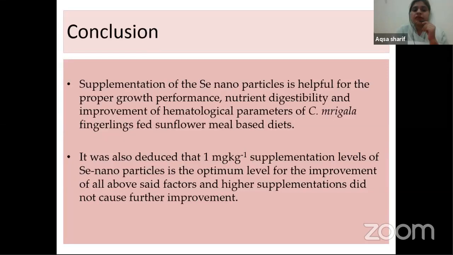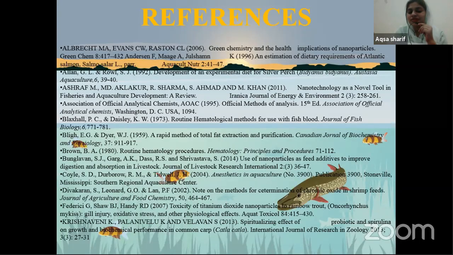And at the last, here is the conclusion of my study. Supplementation of the selenium nanoparticles is helpful for the proper growth performance, nutrient digestibility, and improvement of hematological parameters of Cirrhinus mirigala fingerlings fed sunflower meal based diets. And it was also deduced that 1 mg per kg supplementation level of selenium nanoparticles is the optimum level for the improvement of all above said factors, and higher supplementation did not cause further improvement. And here are the references.